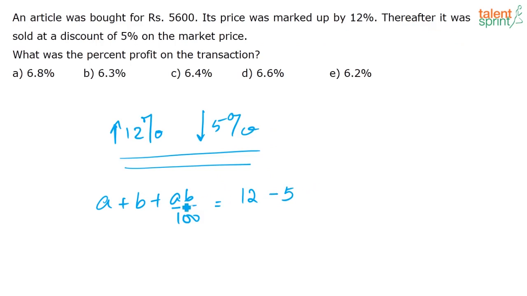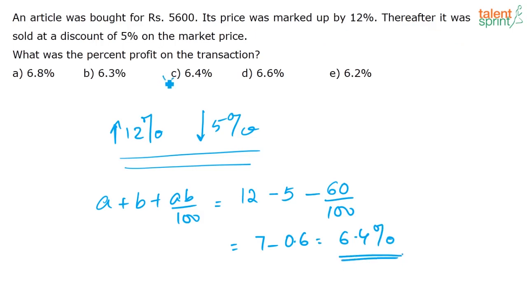So minus 5. So A into B is negative, correct? Because B is negative, A is positive. So this will become minus 12 into 5, that is 60 by 100, so that is equal to 7 minus 0.6, that is equal to 6.4%. So the answer for this question is 6.4%. See, if this question actually comes in the exam, solve it only in this way. I am not saying that the other way is difficult, but that will take more time.